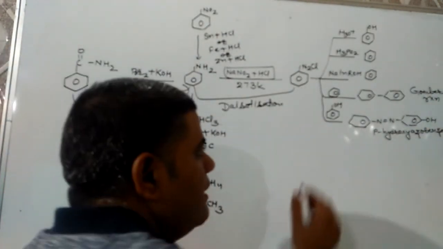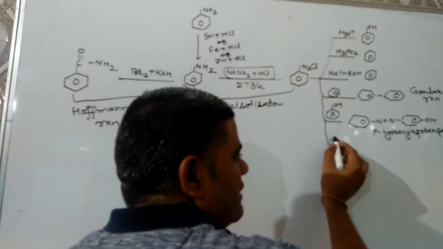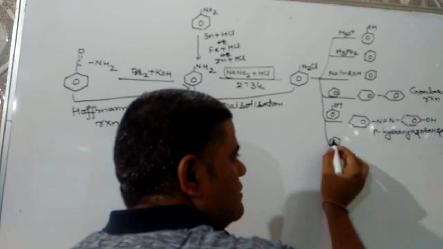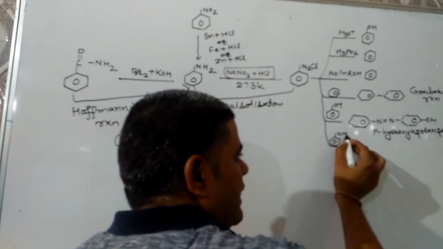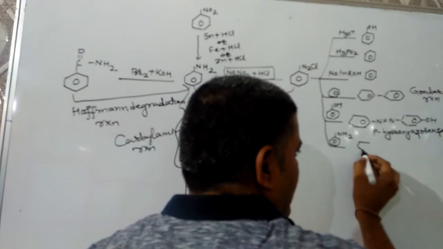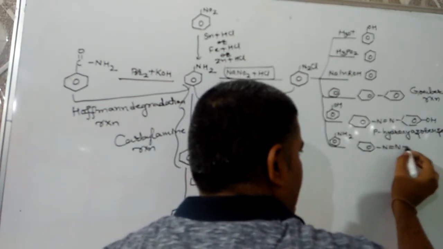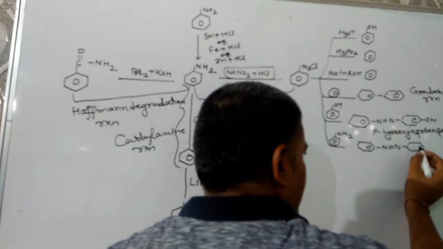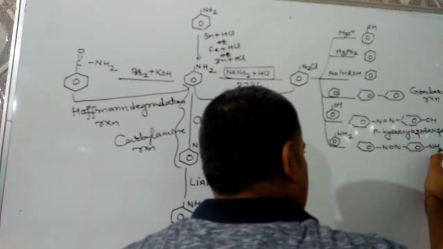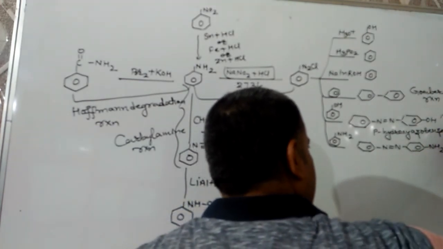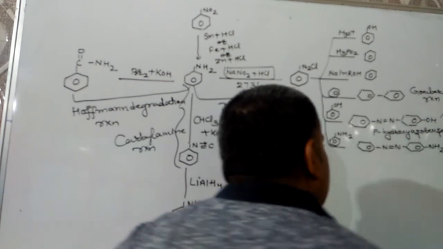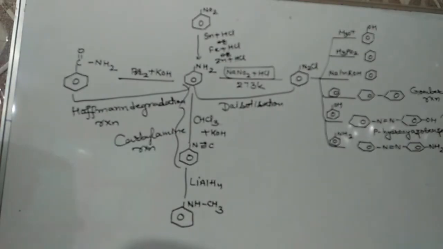Same way, aniline can react with it to form a yellow color dye, para-aminoazobenzene. And both these reactions are known as coupling reactions. Questions might be there on these name reactions.